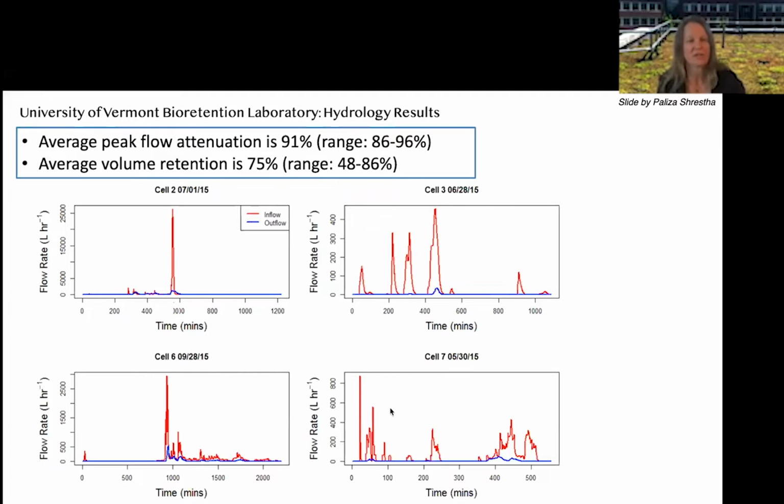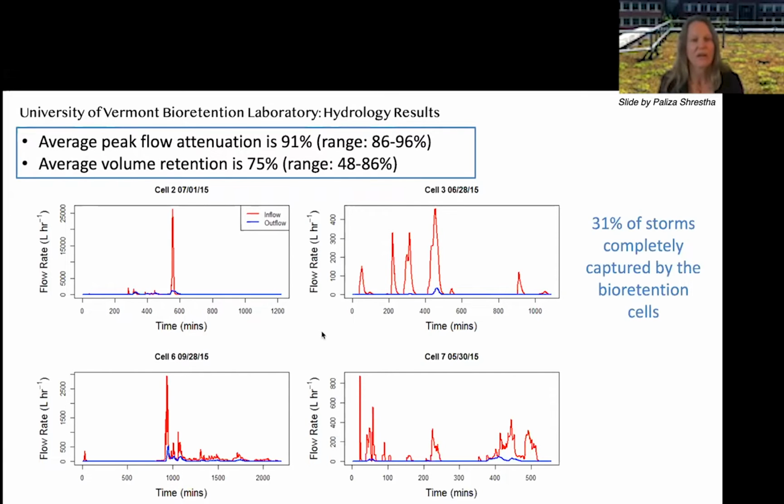Our peak flow attenuation is consistently 90% or more as a median, and then volume retention is generally pretty high as well, where 31% of the storms in this particular paper were completely captured by the bioretention cells, meaning that water came in through the influent and didn't ever cause outflow to take place in the bioretention.